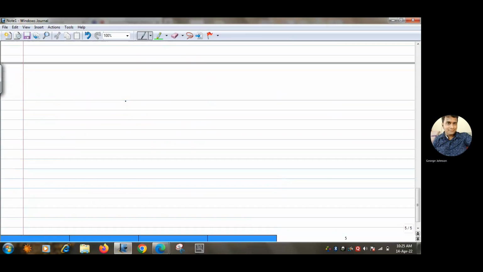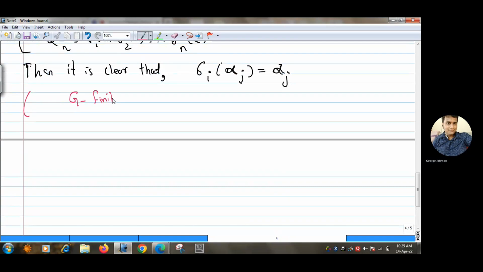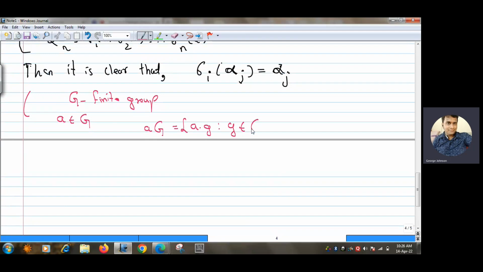There is a theorem that you have already proved, maybe in your bachelor's. In your bachelor's you have proved this theorem that if G is a finite group, and if you start with one element a of G, then consider this set aG. How is it defined? aG is {ag : g belongs to G}. This is how aG is defined. Then aG will be nothing but exactly the whole G.